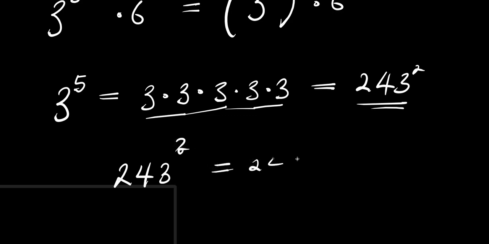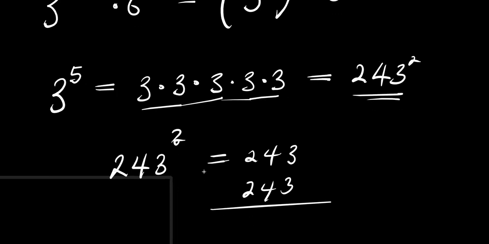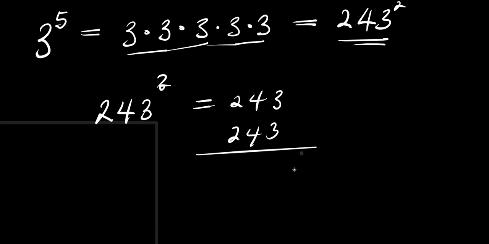which is 243 times 243. And 243 times 243, let's multiply out. So 3 times 3, that is 9. 3 times 4, 12 to carry over 1. 3 times 2, 6 plus 1. So from here, we proceed to 4.